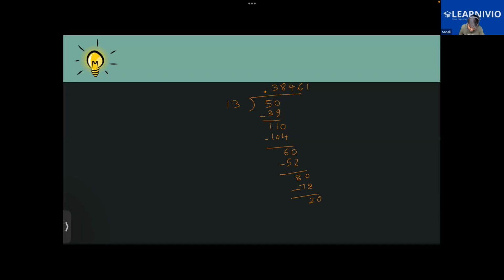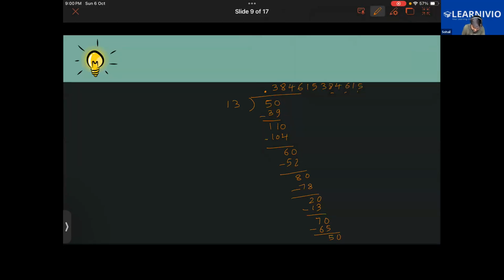Then 13 ones are 13. Then again 7 is left here. We can put a 0. 13 fives are 65. And again you are getting the number 5 here. Now from here, the value will keep on repeating. Then again, we'll be getting 3, 8, 4, 6, 1, 5 like this. It will continue like this. So basically the answer which you are going to get here will be 0.3846153846615. So there will be such a lengthy number here. But nonetheless, you can write this in short as 0.3 only.